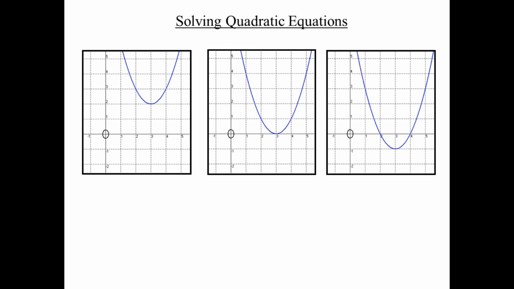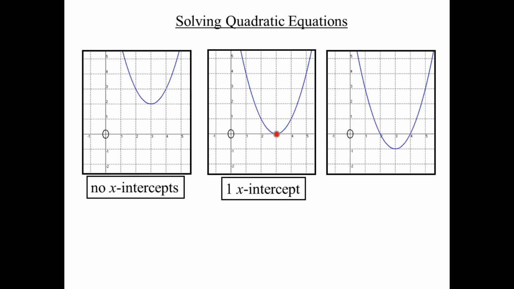Today, solving quadratic equations. One interesting feature of quadratic equations is the fact that they can have no solutions or no x-intercepts, like this one. That's a quadratic function that doesn't touch the x-axis. It has no x-intercepts. It can have one solution, like this one, with one x-intercept highlighted there, or it can have two x-intercepts or solutions, like that one does.